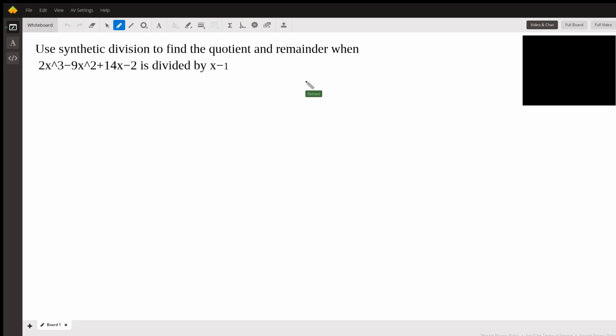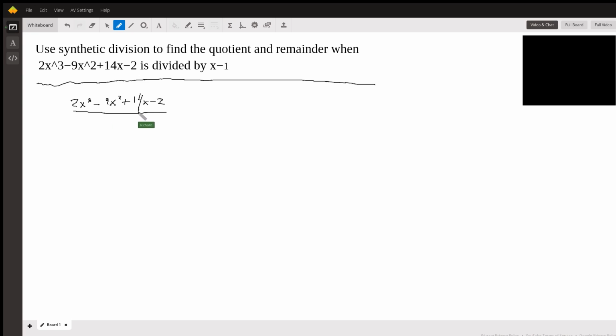And this is a bread and butter question from Algebra 2. We want to basically divide 2x cubed minus 9x squared plus 14x minus 2, we want to divide that by x minus 1. And we're going to use synthetic division.